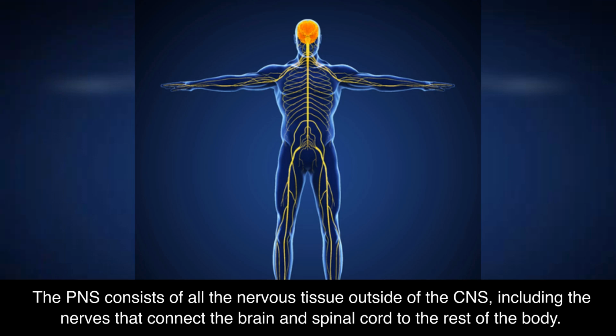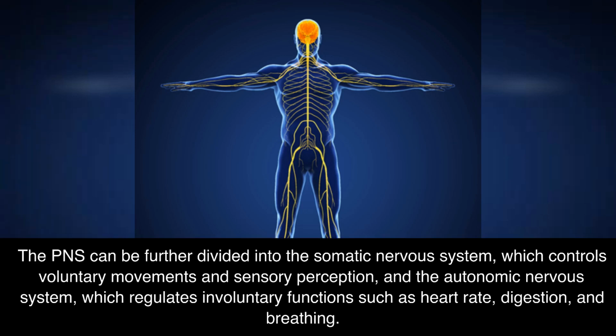The PNS consists of all the nervous tissue outside of the CNS, including the nerves that connect the brain and spinal cord to the rest of the body. The PNS can be further divided into the somatic nervous system, which controls voluntary movements and sensory perception, and the autonomic nervous system, which regulates involuntary functions such as heart rate, digestion, and breathing.